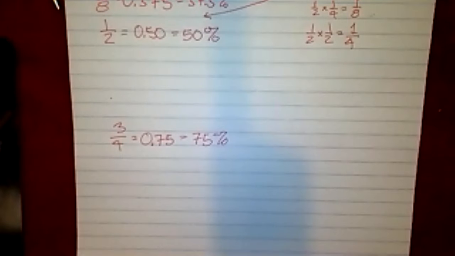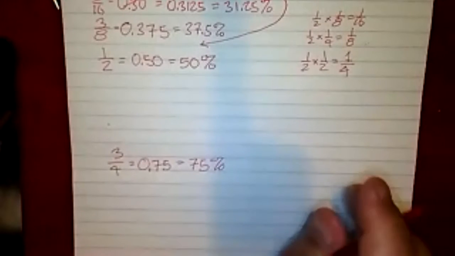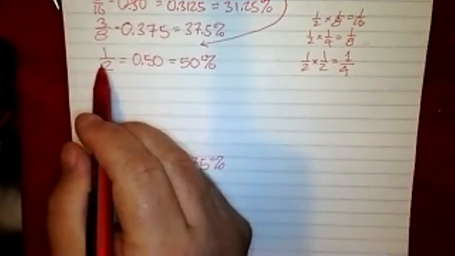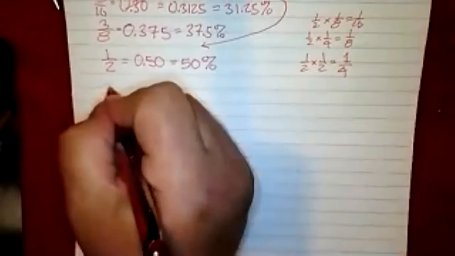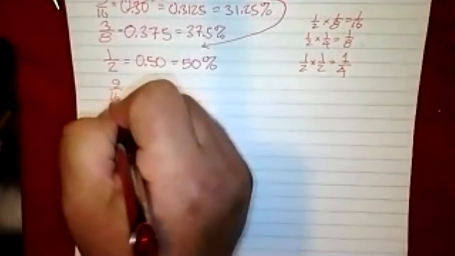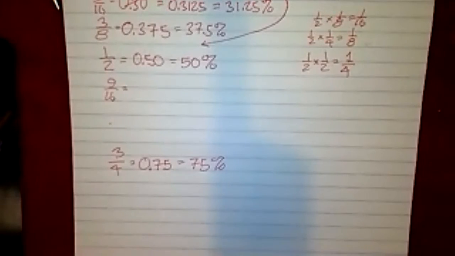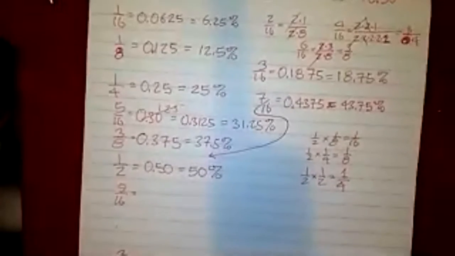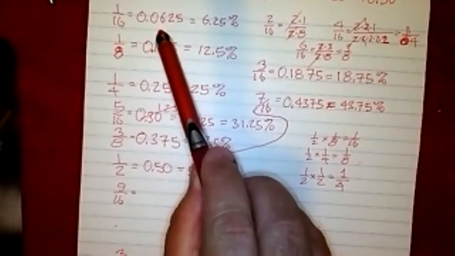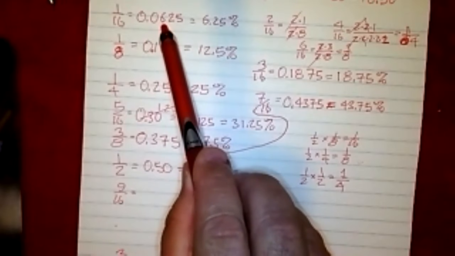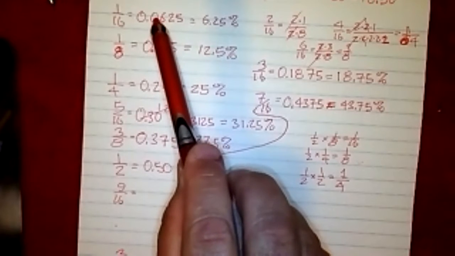Easy peasy, right? But what about some other things? What if I go beyond 8/16? What if I go to 9/16? Well, if I went to 9/16, then I know that's just 9 times 0.0625. If I do 9 times 6, I know that 9 times 6 is just 54. So I got 54 there.